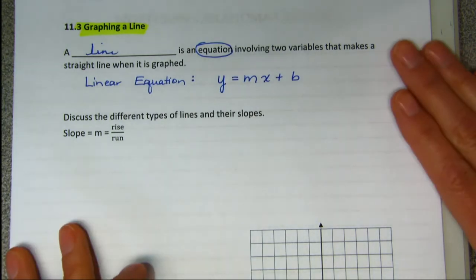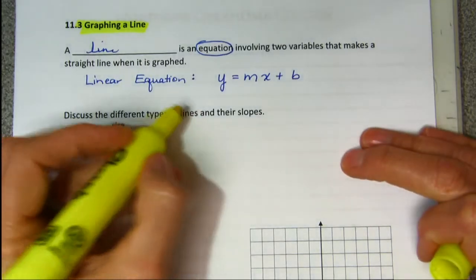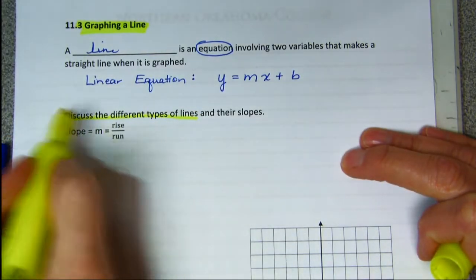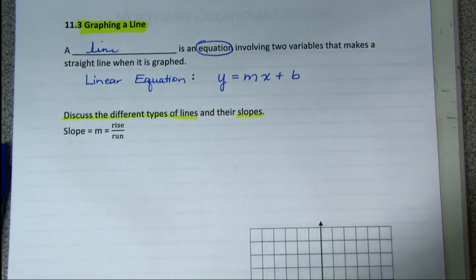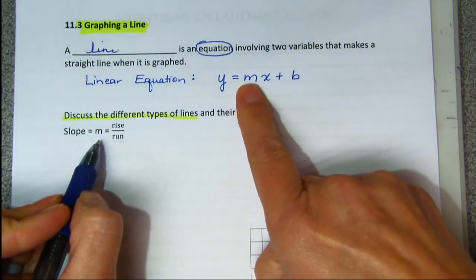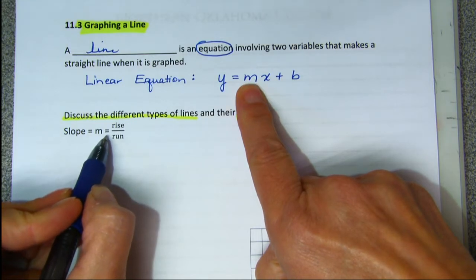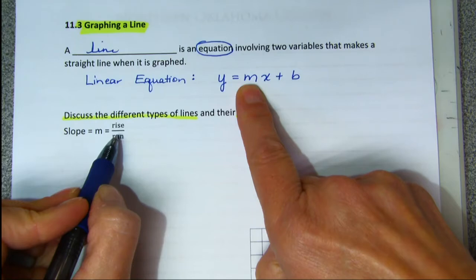But before we do, we want to talk about the different types of lines and what is called their slopes. Now, slope is denoted by M. So see this M? That tells you the slope of a line, okay? And we find it by what's called rise over run.